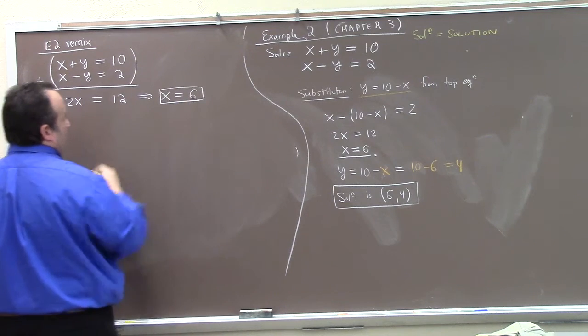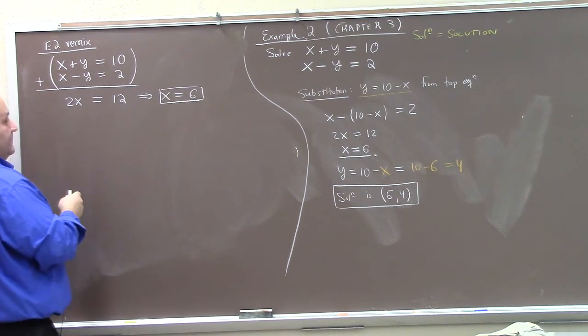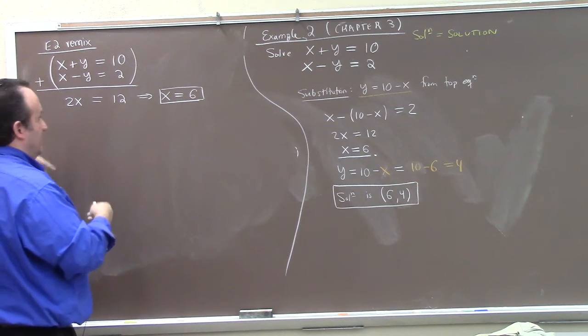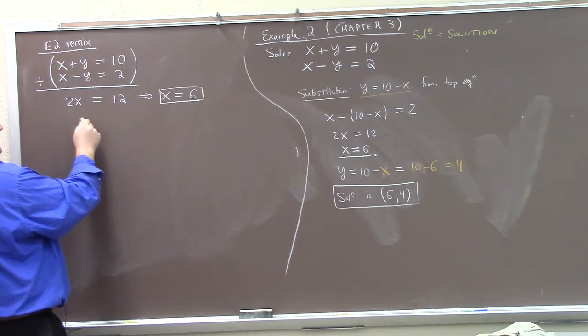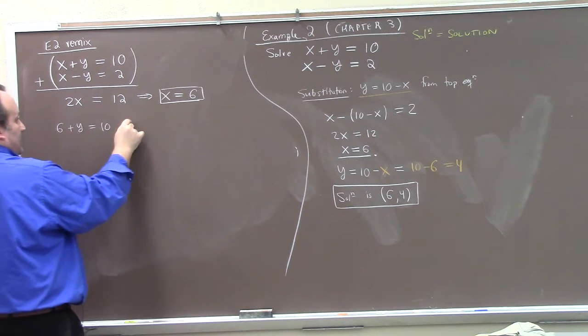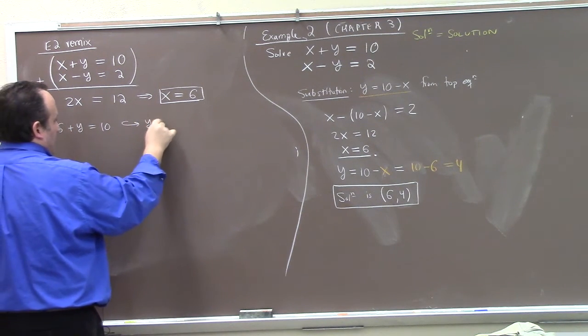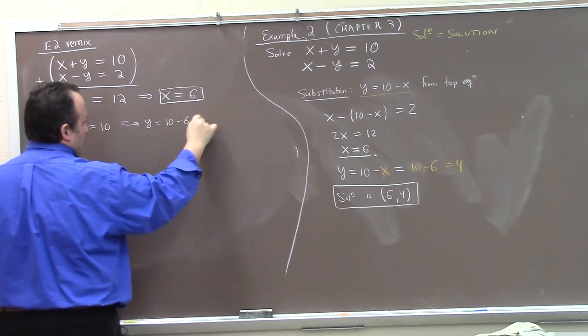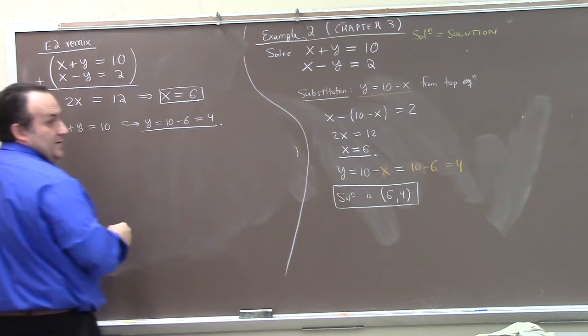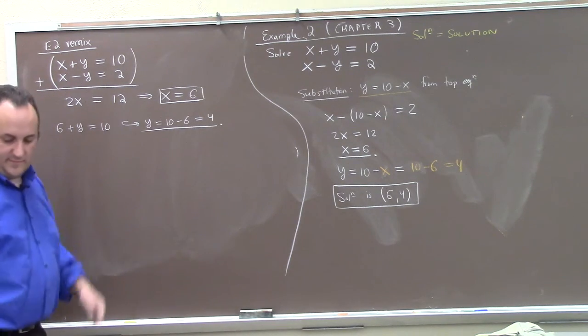Now how do I figure out y? You just go back and use either one of these equations you want, right? So like 6 plus y is equal to 10. So that tells me that y is 10 minus 6, which is equal to 4. Yeah, I like that way better too.